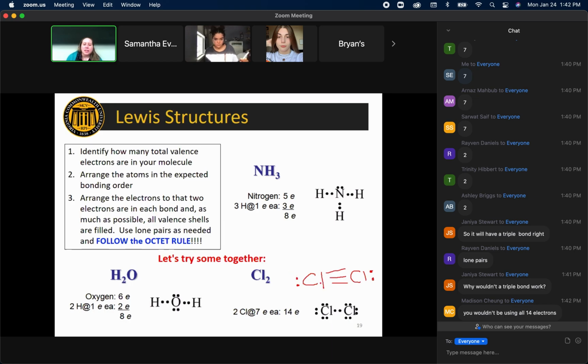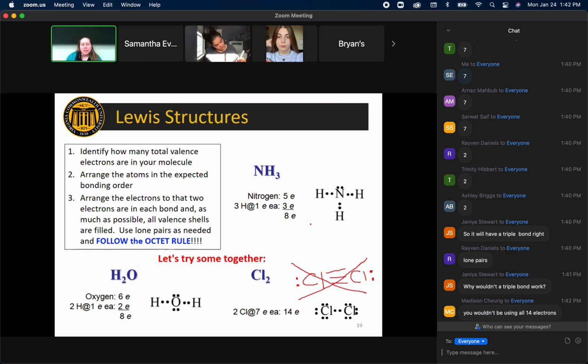And so that means that in order to preserve the octet rule, we can only fit 10 electrons into the system if we have a triple bond here. And when you do that, you have 4 electrons left over and you have nowhere to put them because your octets are full. So that does not work. Did that answer your question?